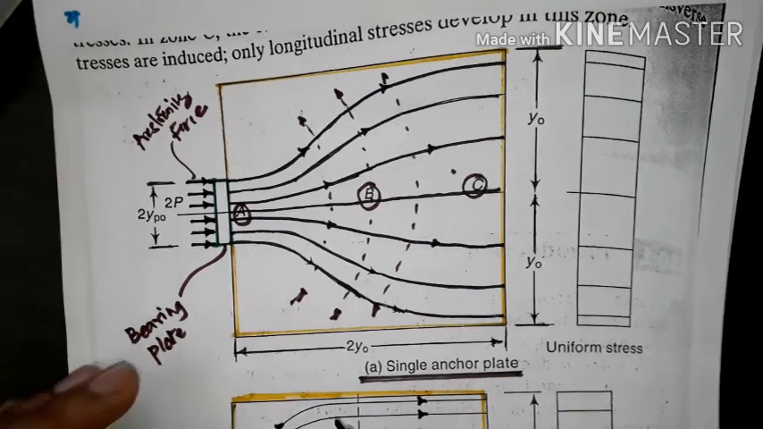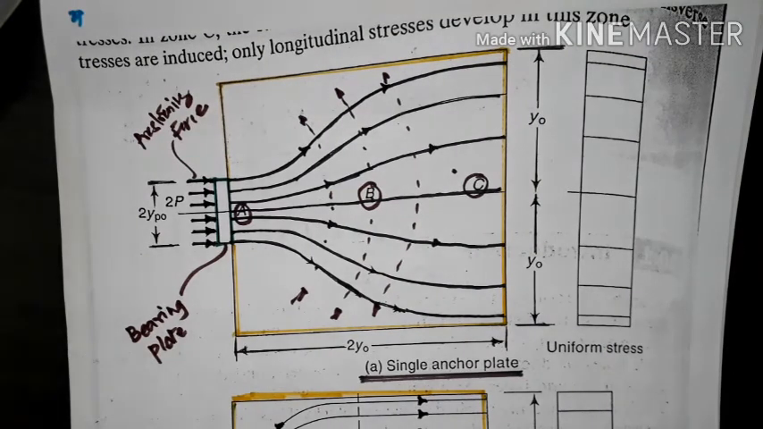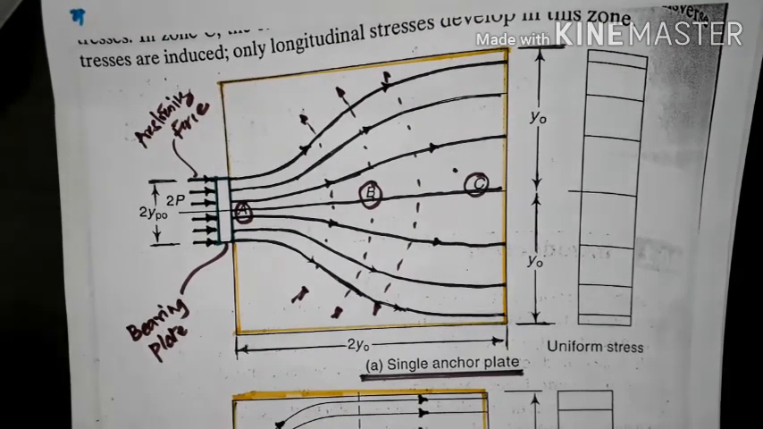So this is very important. At zone C, there are no transverse stresses or tensile stresses induced. Only longitudinal stresses develop in this zone. So in इस zone में क्या हो रहा है? Only longitudinal stresses are developed. This is very interesting and very important.